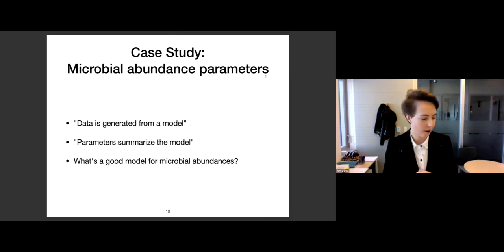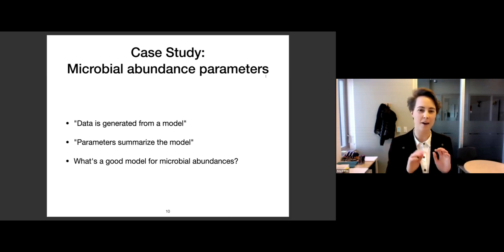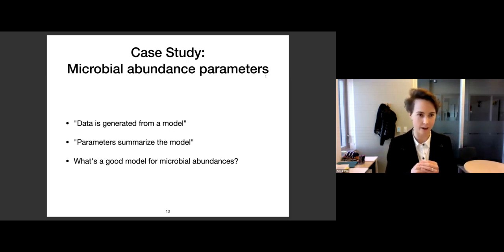Okay, so I've talked a bit about these sort of fuzzy ideas about parameters and models. Let's try and get a little bit more concrete by talking about a specific case study. And specifically, I want to be thinking about modeling microbial abundance and what relevant microbial abundance parameters could be. Okay, so let's start by talking about what's a good model for microbial abundances.